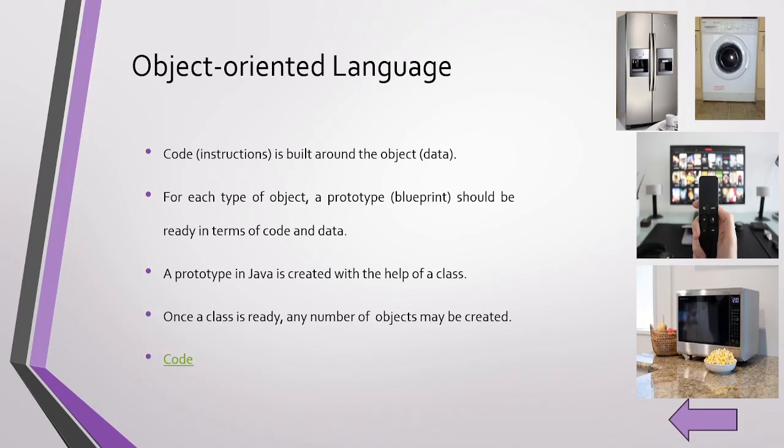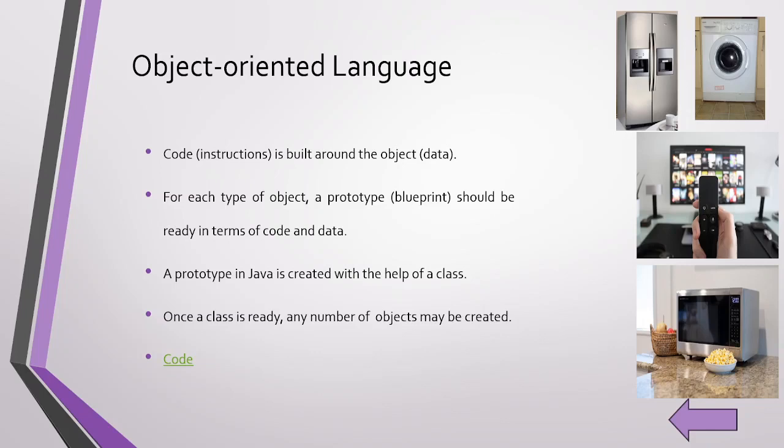So, Java uses this object-oriented approach where code is built around the object. We think about an object, we create a blueprint, we create our prototype, and then only we create the object. So first of all, object is given more importance. Then for each type of object, prototype should be ready in terms of code and data.